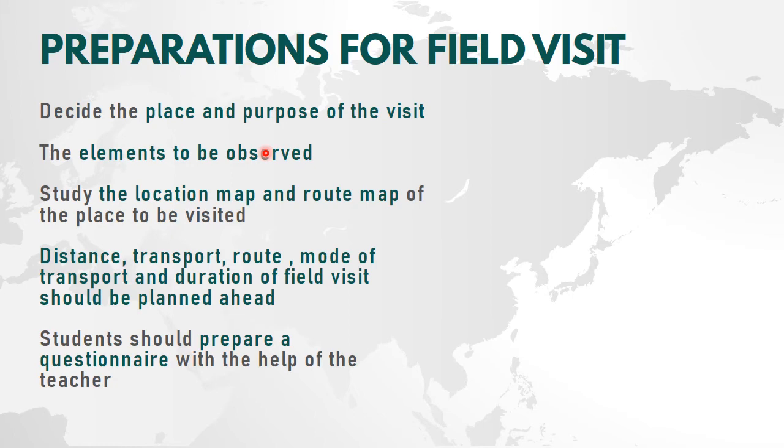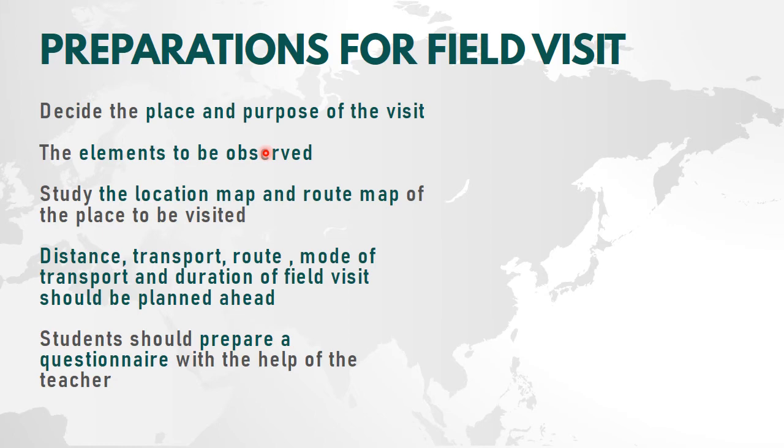First, you need to decide the place and purpose of the visit. Where are we going and what is the purpose of our visit? What are the elements to be observed? If I am going to a factory, I would like to see the production process, the packaging process, or the transport process.